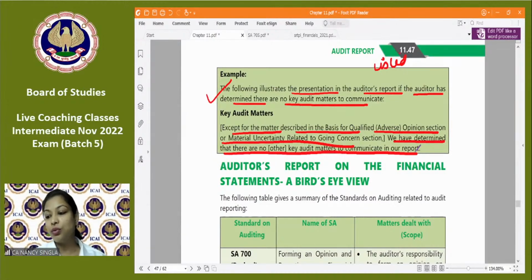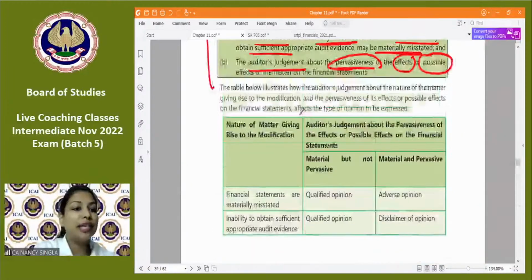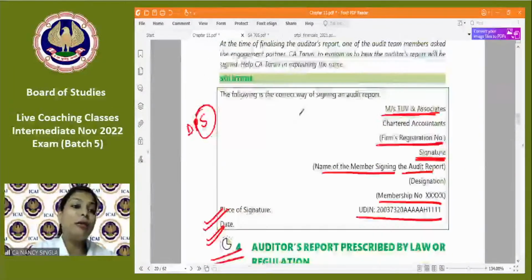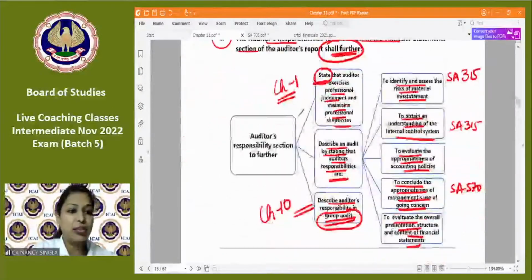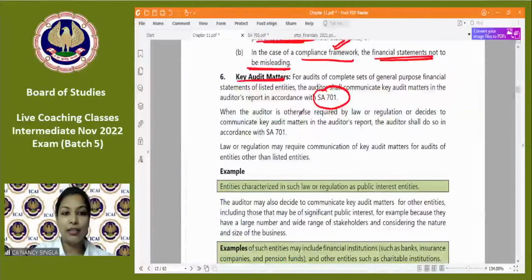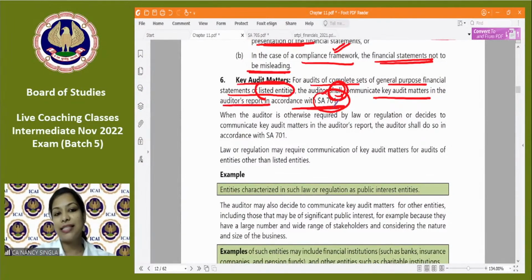So, students, Hiral is asking a very correct question. Hiral is saying, ma'am, where is it mentioned that it is mandatory for a listed entity? So students, this requirement comes from SA 700. Let me just show it to you. Look, in SA 700, when we did the format, see this. For audits of a complete set of general purpose financial statements of listed entities, the auditor shall mandatorily communicate key audit matters in the audit report in accordance with SA 701. When the auditor is otherwise required by law and regulation, he shall do so.